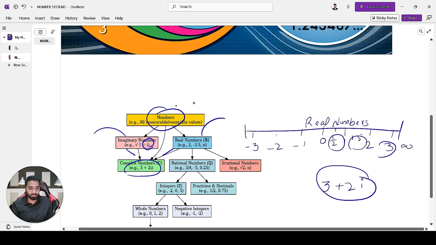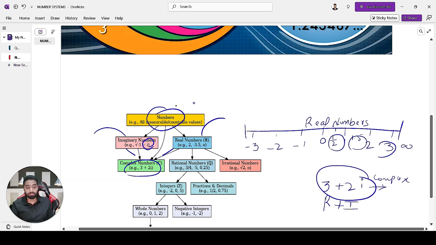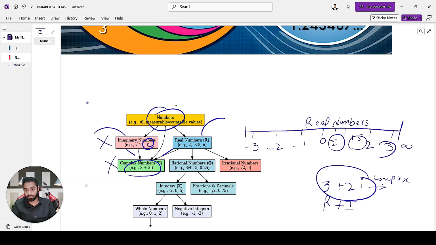This is a combination of a real number plus an imaginary number. These are called complex numbers. So the good part is you don't have to worry for now about these two. I'm only going to focus on this part.